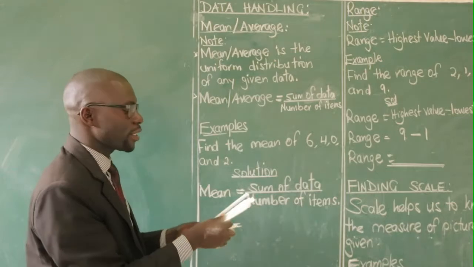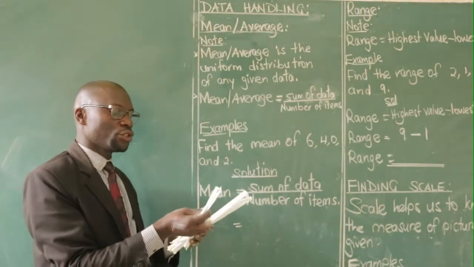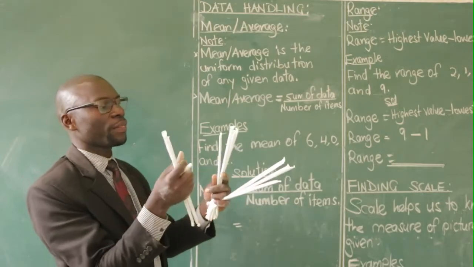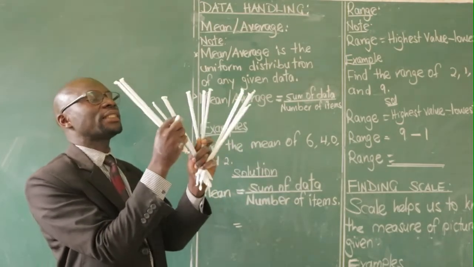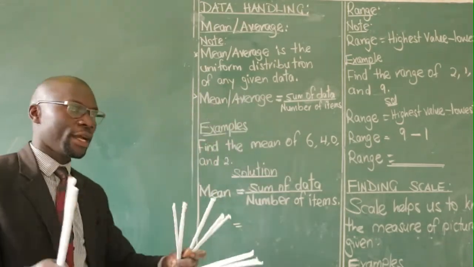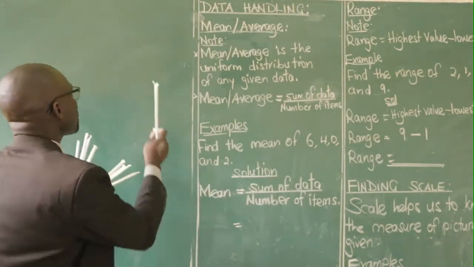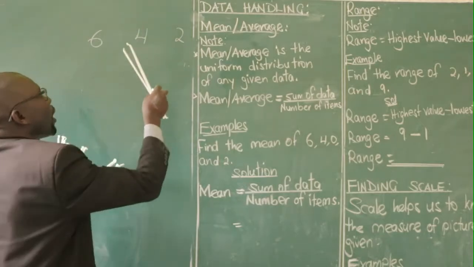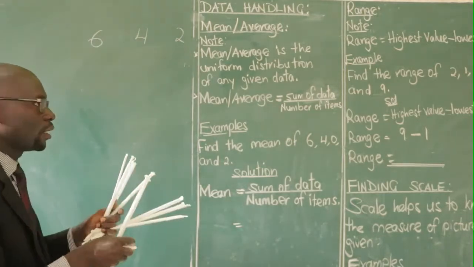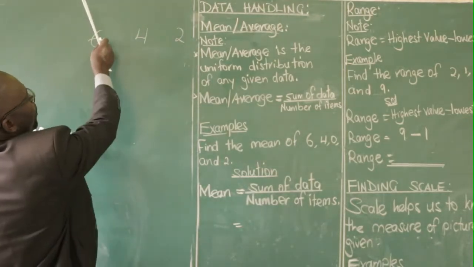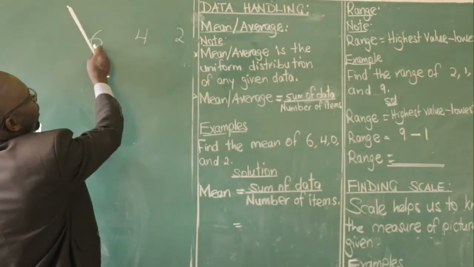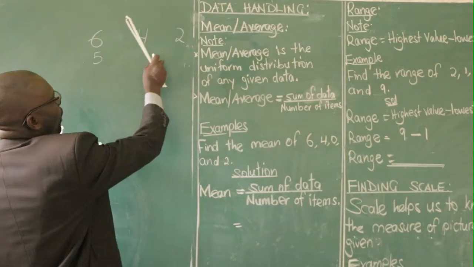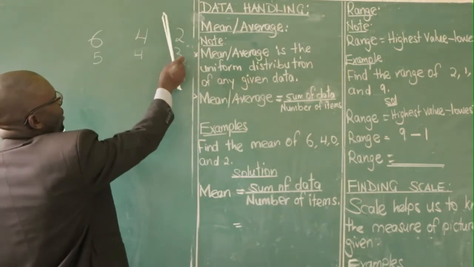So, if we say that someone took 4 straws, another one was given 2, and then someone else has 6, that is not being fair. So what do we do? If someone got 6, another one 4, another one 2, we have to share these straws equally. We reduce this person here. If we reduce here by 1, we shall have 5. If we add that one here, we shall have 4 here, and then this side 3.